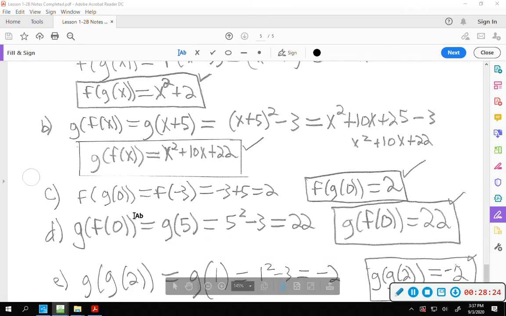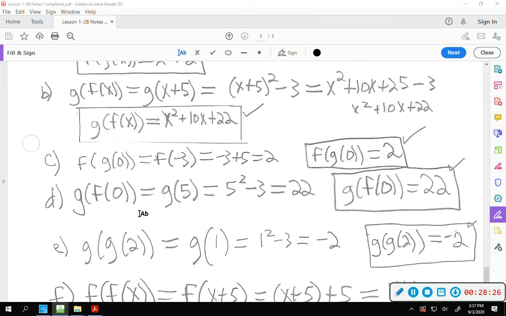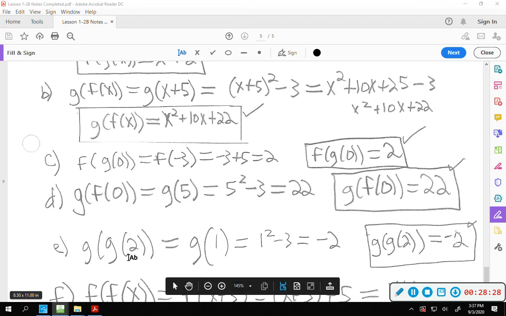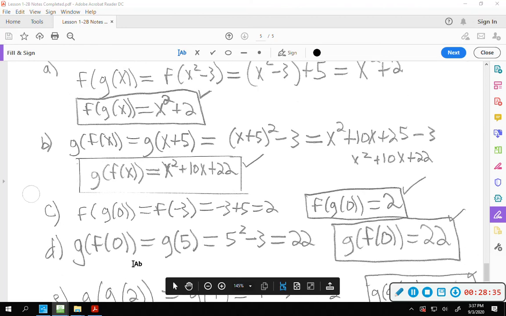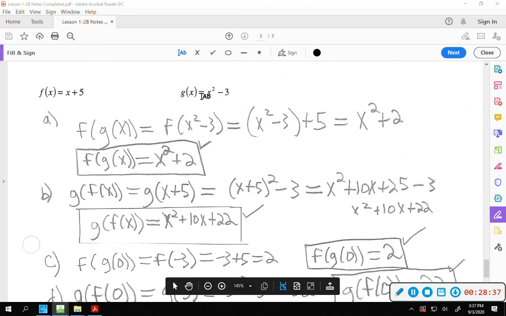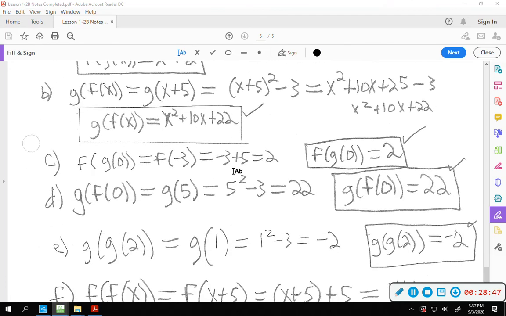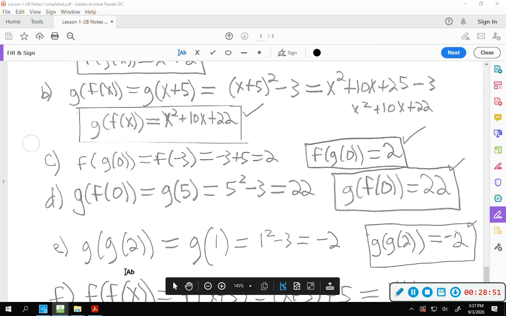All right, E, g of g of 2. If I plug 2 into the g function and then take that new input and replug it into the g function. So 2 comes into g. 2 squared is 4, minus 3 is 1. g of 1, 1 squared is 1, minus 3, that's why we get negative 2. So the output from 2 going into g is the new input that's going right back into the g machine.